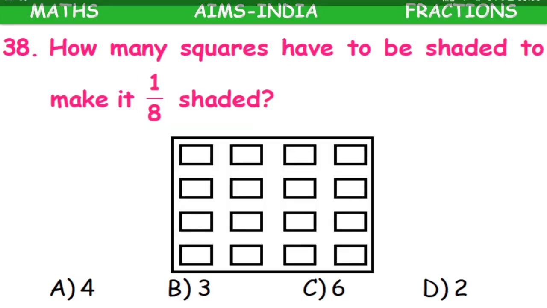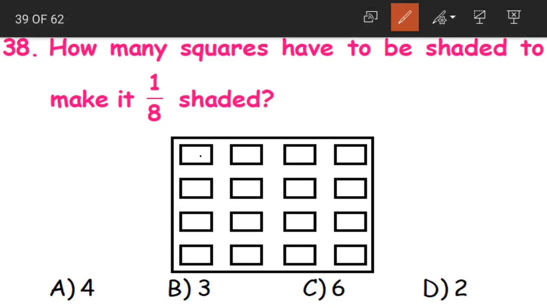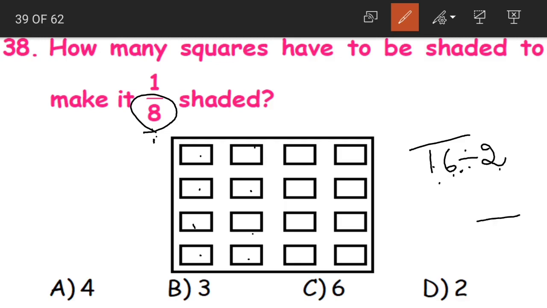Next, how many squares have to be shaded to make it 1 by 8 shaded? First, if we count the number of squares, we are having 16 squares. The denominator is 16 here, children. But here in the question, we want 8 as our denominator. That means we have to divide it by 2. So 16 divided by 2 will give us 8 in the denominator.